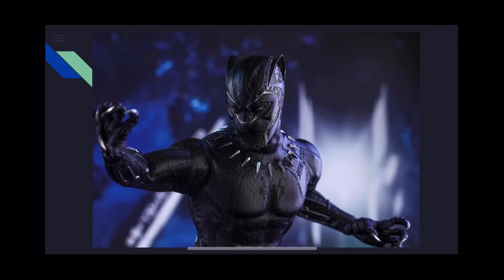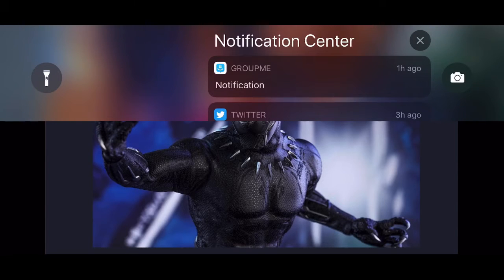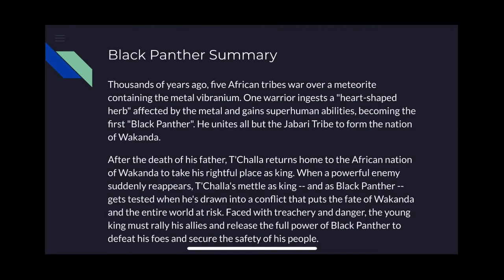Our Black Panther summary takes place thousands of years ago. There were 5 African tribes at war over a meteorite containing the metal vibranium. One warrior ingested a heart-shaped herb affected by metal and gained superhuman abilities, becoming the first Black Panther. He unites all but the Jabari tribe to form the nation of Wakanda. Over centuries, the Wakandans used vibranium to develop advanced technology and isolate themselves from the world by posing as a third world country. So they were living sort of in a secret society.